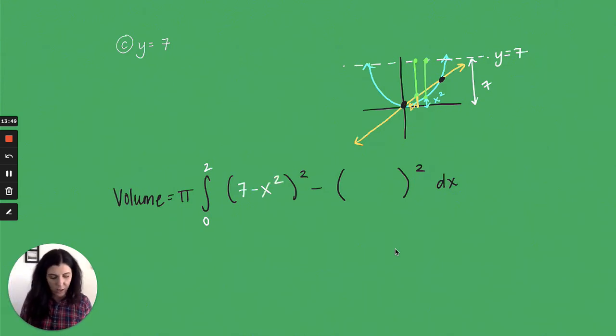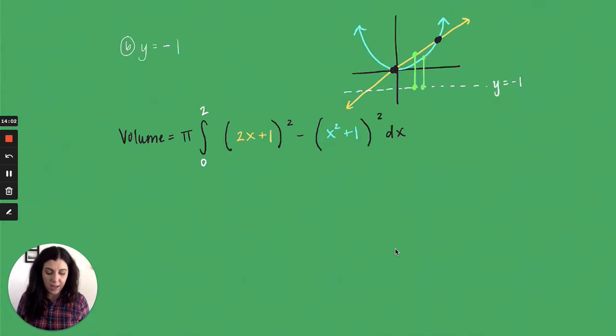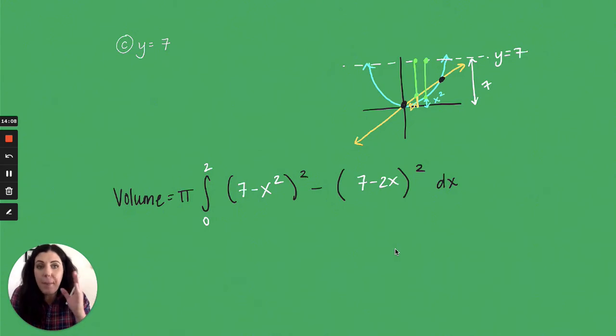7 minus x squared. And then we get 7 minus 2x. So you'll notice the order is different, right? On the previous one, on the first one, we had 2x by itself and then x squared just around the x-axis. Then we had 2x plus 1, or x squared plus 1. Now we have a 7 minus. Again, the total distance is 7.